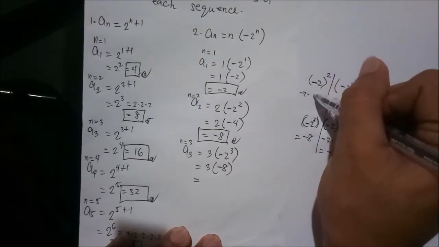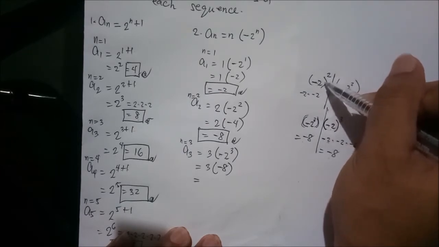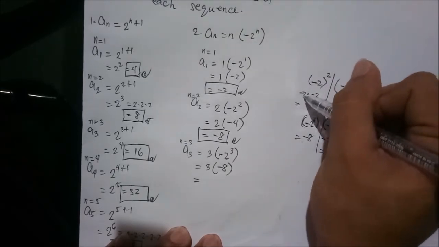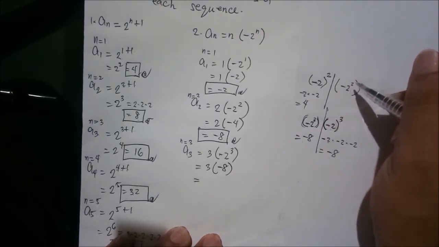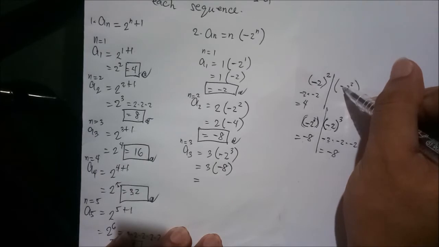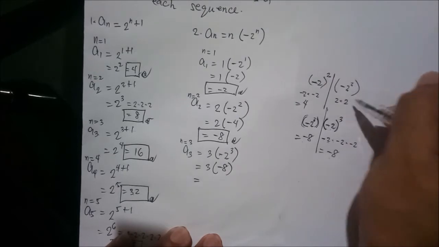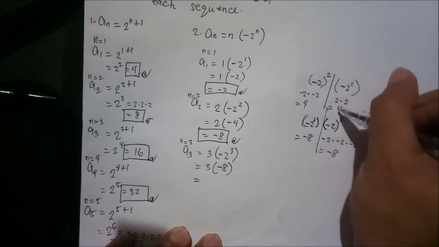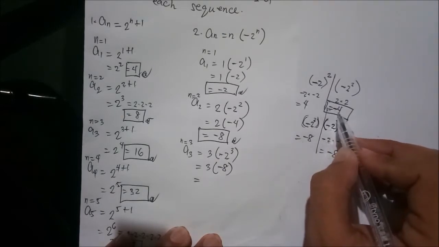For (negative 2) to the power of 2, all the numbers inside the parentheses have the power of 2. So negative 2 times negative 2 equals positive 4. How about here? Only 2 has the power of 2, but the negative has no power of 2. So 2 times 2 equals 4. Since the given is negative, copy the negative. So the answer here is equal to negative 4.